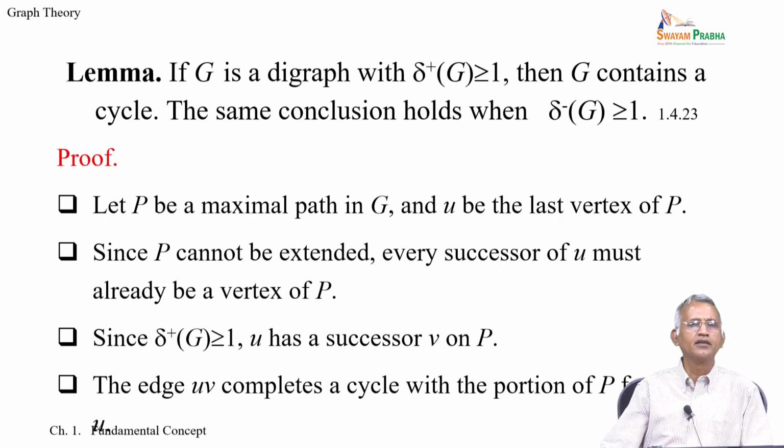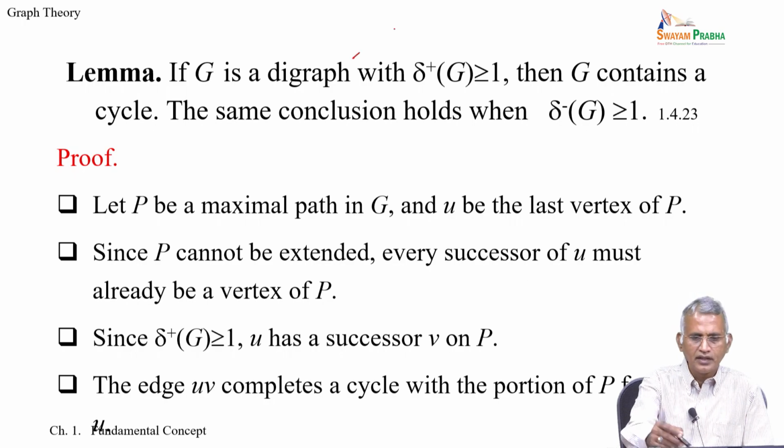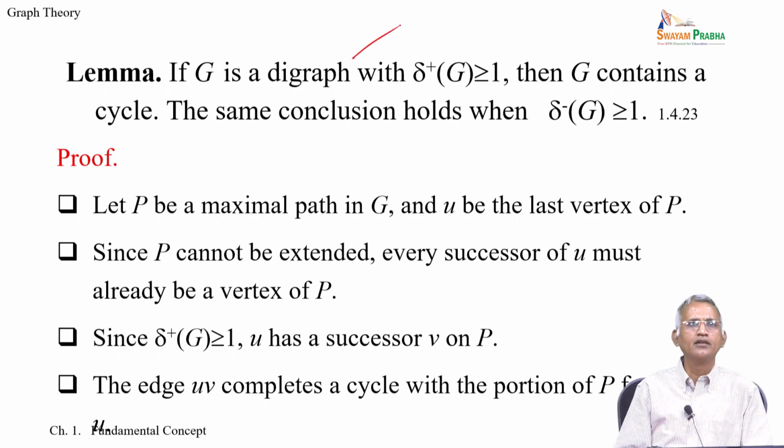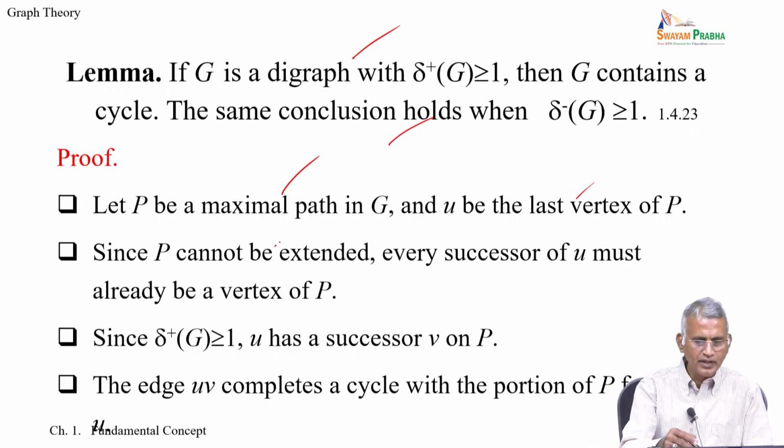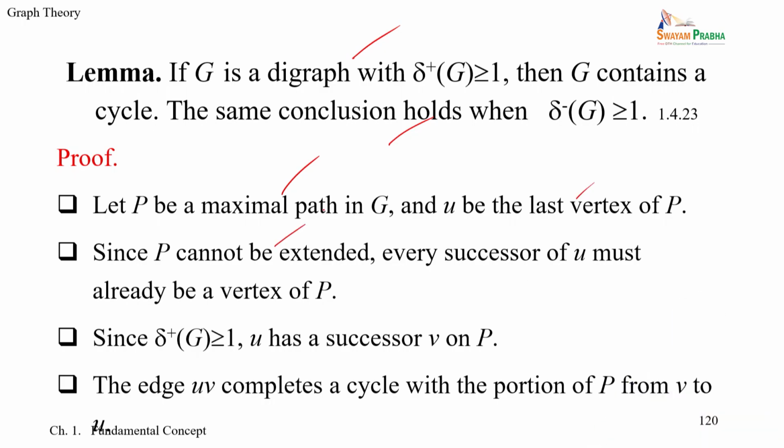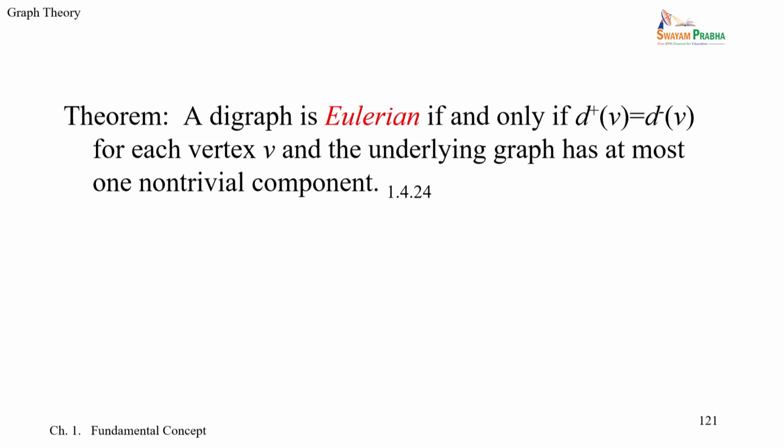So, this is the statement you have to understand. Let G be a digraph with delta of G greater than or equal to 1. Then G contains a cycle. The same conclusion holds when delta negative of G is greater than or equal to 1. Let P be a maximal path in G, and u be the last vertex of P, so P cannot be extended. Every successor of u must already be a vertex of P. Therefore, since delta of G is greater than or equal to 1 and u has a successor v on P, the edge uv completes a cycle with the portion of P from v to u.